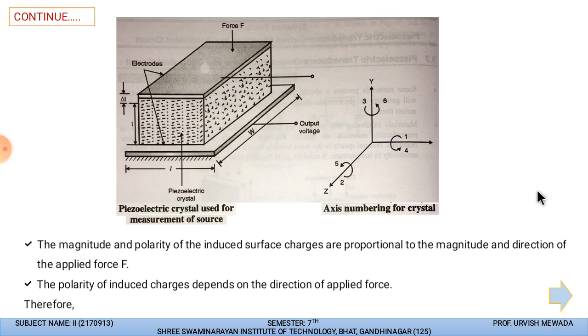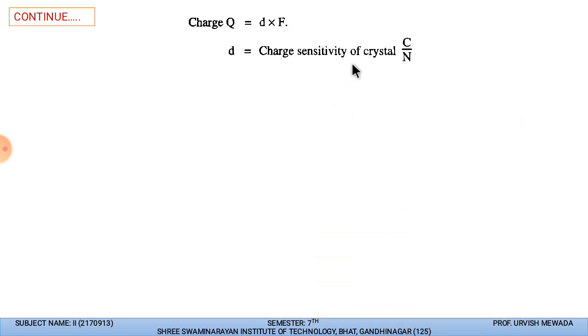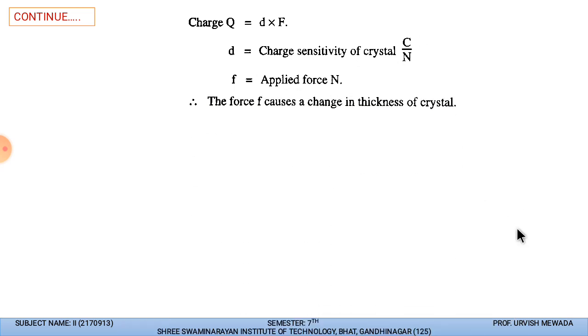Let us continue with this in the next slide. Therefore Q is equal to D into F. So the force applied is directly proportional to the charge produced, so Q is D into F. Here D is the charge sensitivity of the crystal, in coulombs per Newton, and F is the applied force in Newtons. The force F causes a change in the thickness of the crystal. So F is equal to A E by T into delta T.